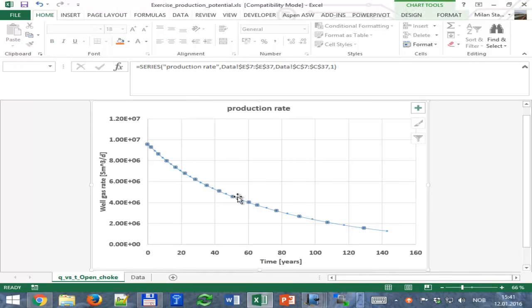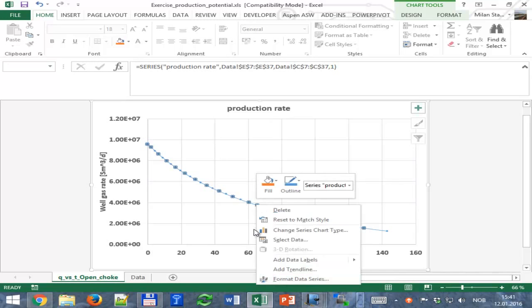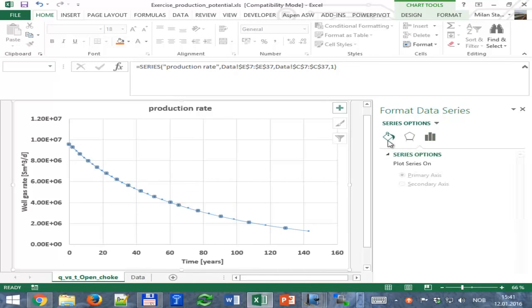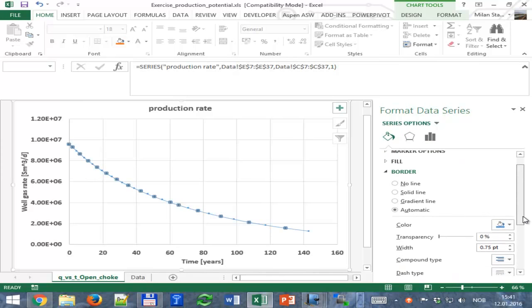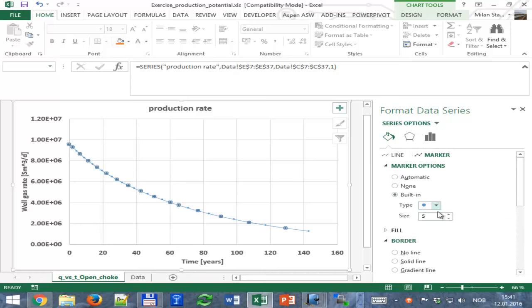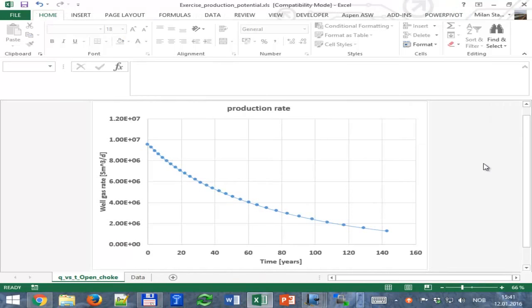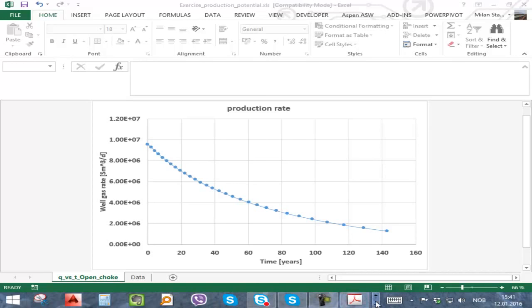Okay, and probably I can also increase the size of these points, so they will be a bit more visible. Marker options. Okay, so that's how I produce the well. If I'm producing with only one well with open choke, it gives me the trend that I want. Let me just take a snapshot of that.